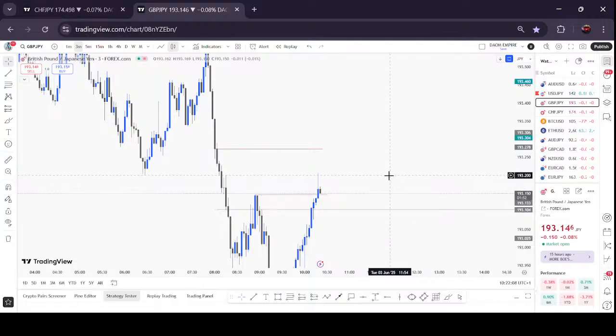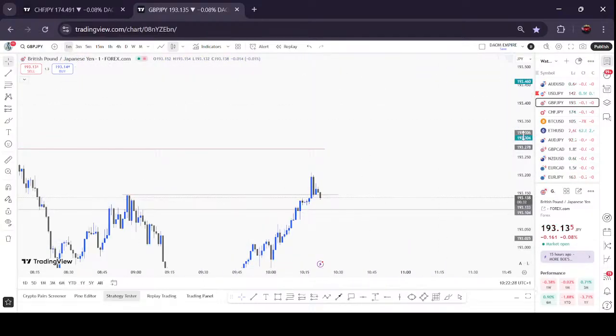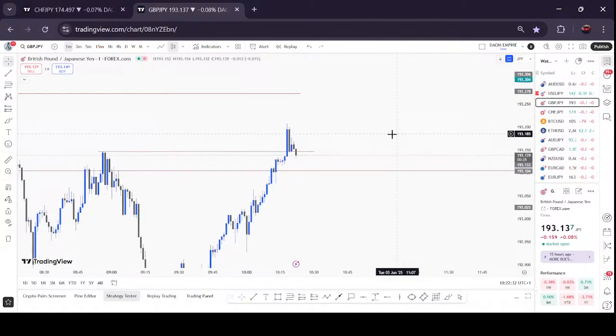I know exactly why the market is rejecting from there. But I want us to sell at a premium level. Okay, let me go to 1 minute time frame and see the way the 1 minute candle will close. Let's see the way this candle will close.